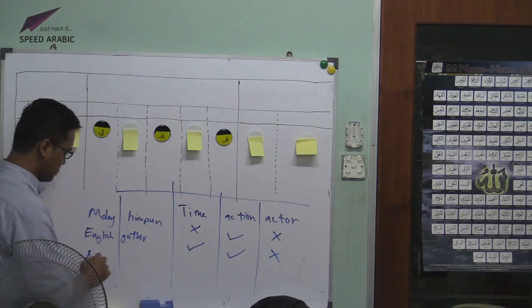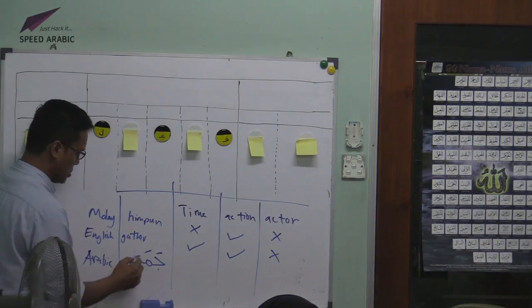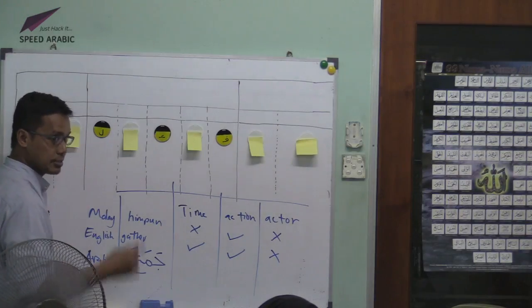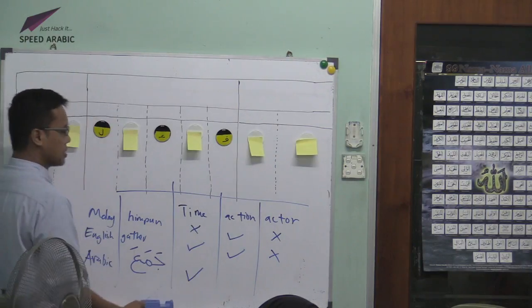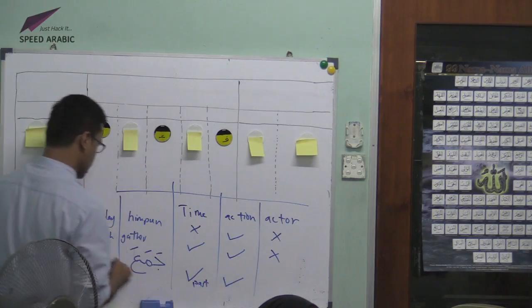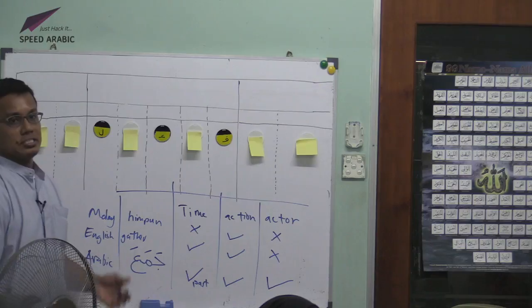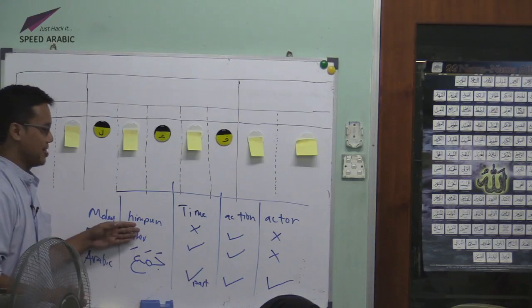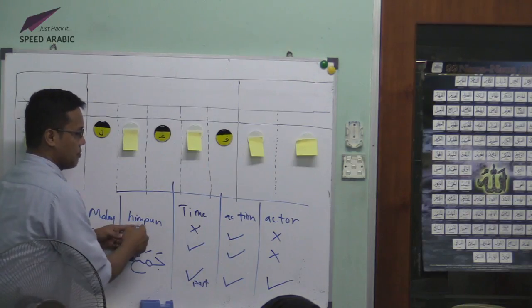In Arabic, gather: jama'a, gather. Salat jama', gather, combined. So is there time? Yes, the time is past. Is there action? Yes, the action is gather. Is there actor? Yes. So you see the difference? So now you know why Malay is so simple, because one word is only for one meaning. One word for one meaning, himpun.